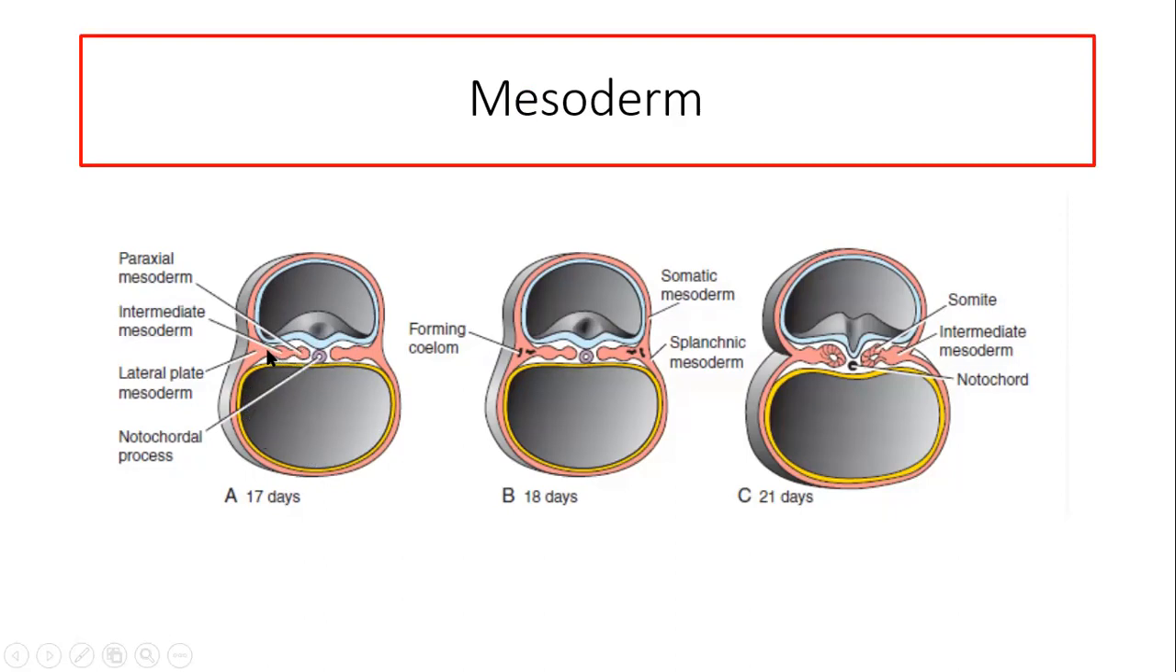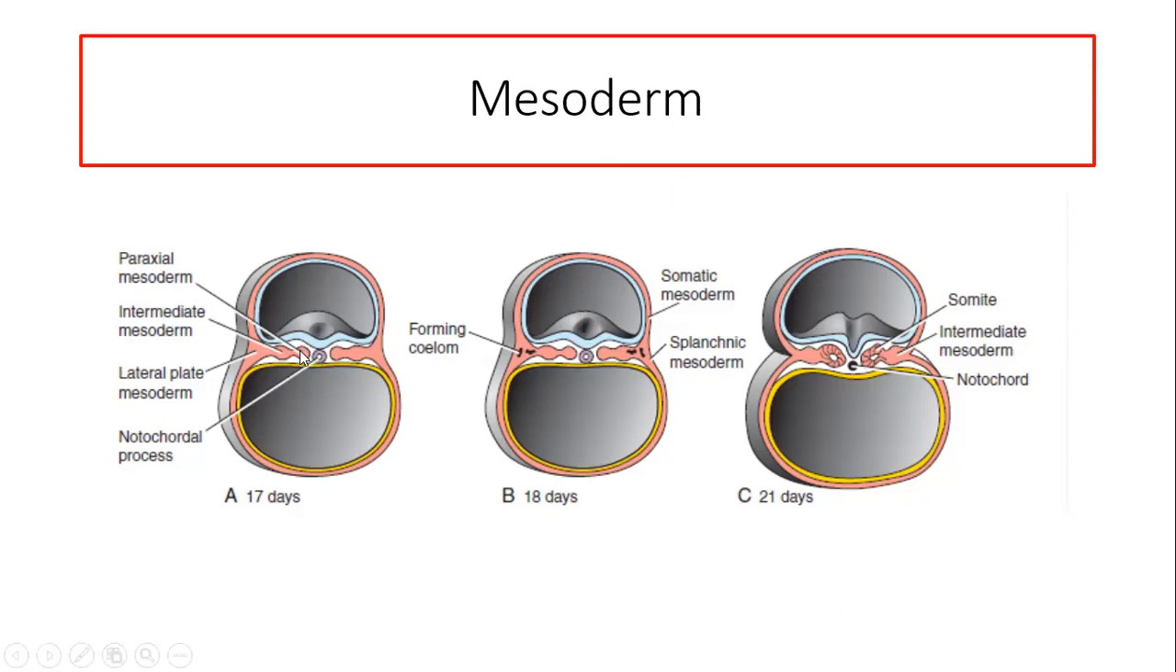Now gradually, as I told you, the mesoderm will spread all over the embryo, one part surrounding the epiblast cells and another surrounding the endodermal cells. So the mesoderm is arranging itself into three parts around the notochord. The notochord is mainly found in the head and the trunk region.